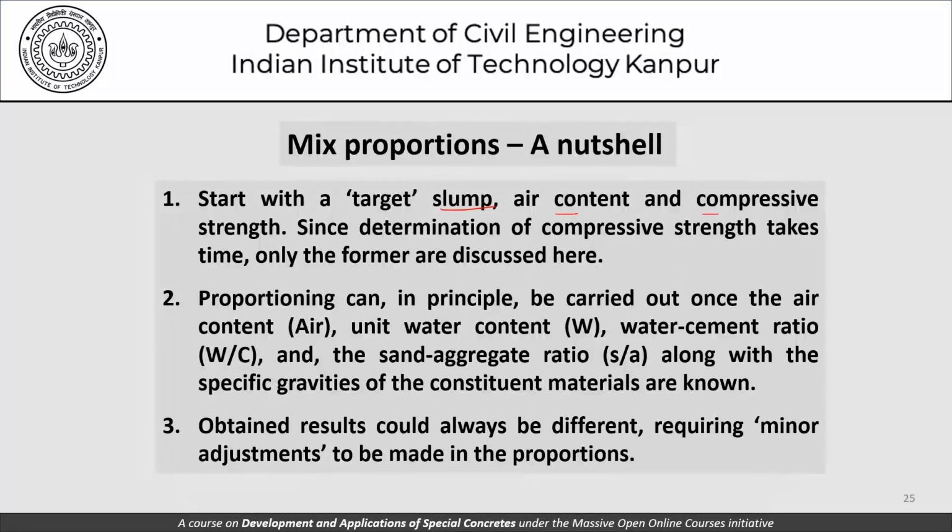You can do it once you understand the whole idea of proportioning. It's much simpler to do that. Proportioning can in principle be carried out once the air content, the unit water content and the water cement ratio and the S by A is known along with the specific gravities. Obtained results could always be different, requiring minor adjustments to be made in proportions, and this is something which we'll possibly touch upon, not necessarily today, but in the next class.